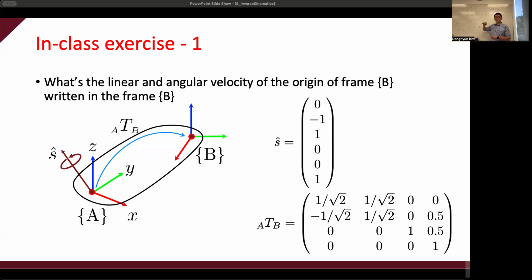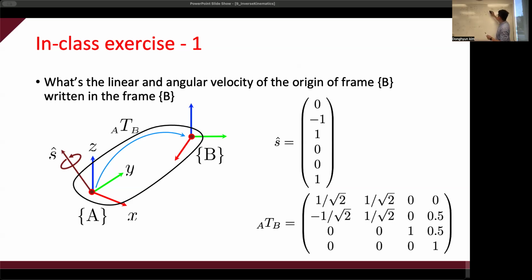Does that make sense? Question? So one over root two, negative one over root two, one is the angular velocity of B, right? Yes. Okay. By the way, angular velocity is shared by everyone. Just described in a different frame.